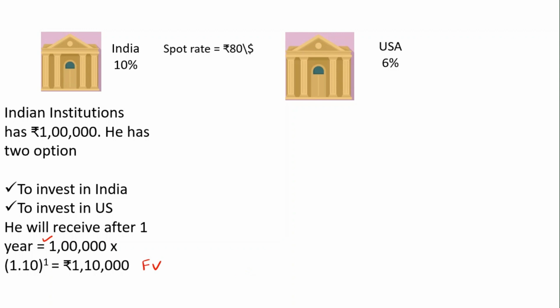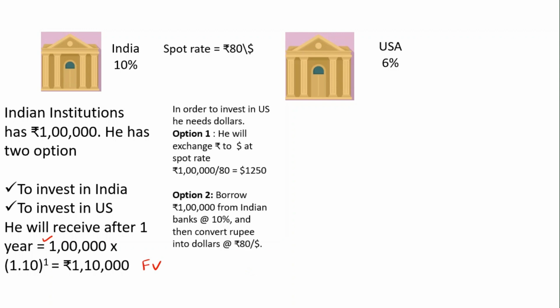That's the first option. Or there can be a second option that he may invest the same amount of money in United States, but in order to invest in United States, he needs dollars. Therefore, he has again two options. So what are those two options? In order to invest in United States, he has the first option.